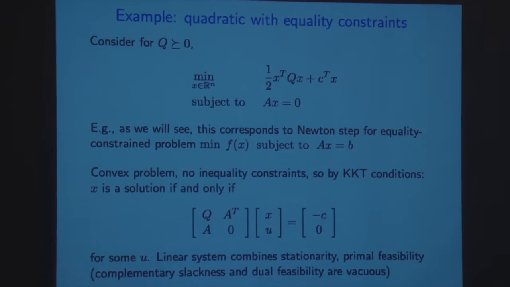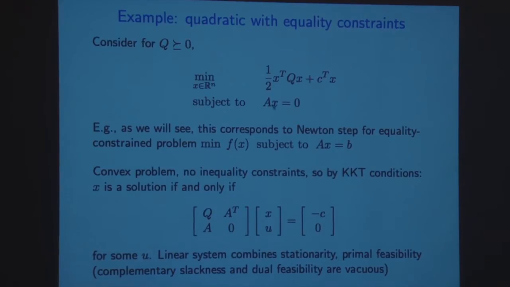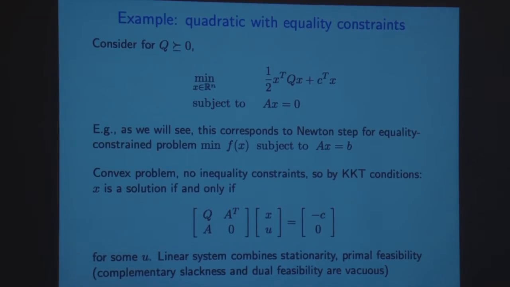So suppose we're going to minimize the quadratic form, 1/2 x transpose Qx plus c transpose x, where Q is positive semi-definite so that this is convex, subject to the equality constraint that Ax has to be equal to 0 for some matrix A. So we're going to see this as being important when we talk about Newton's method subject to equality constraints.